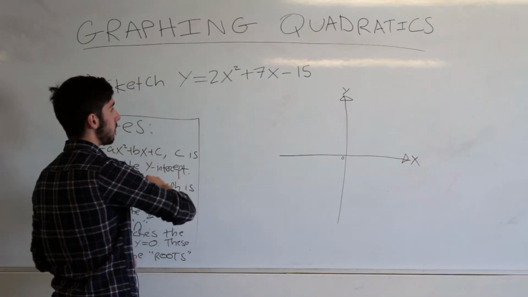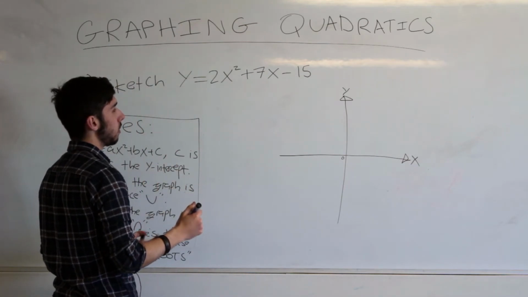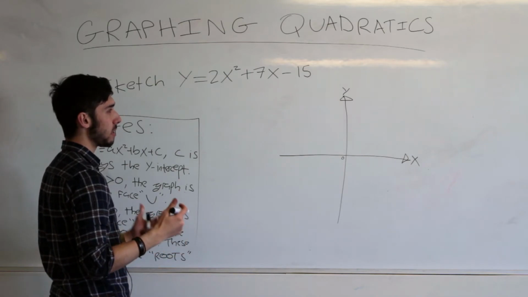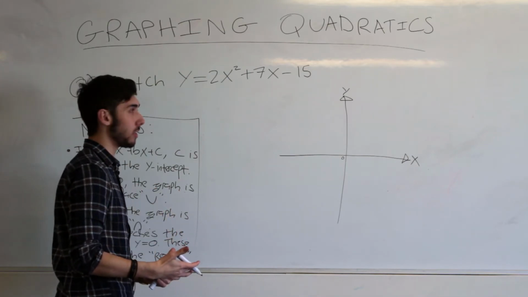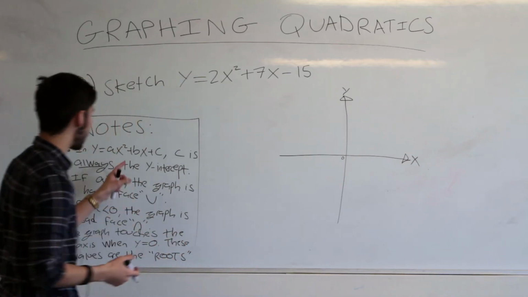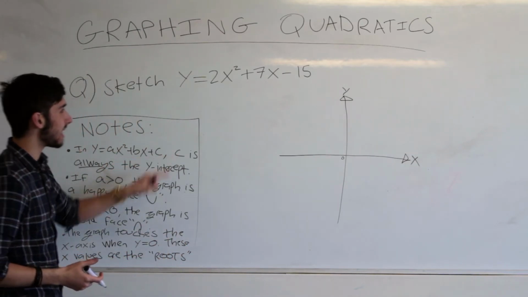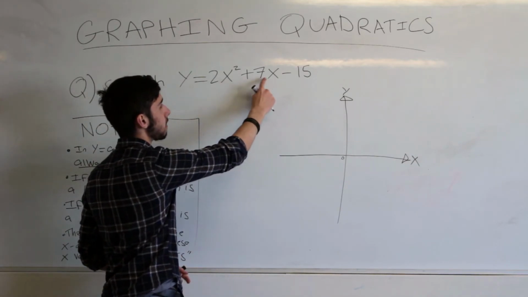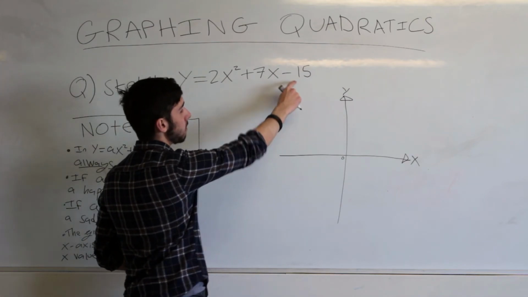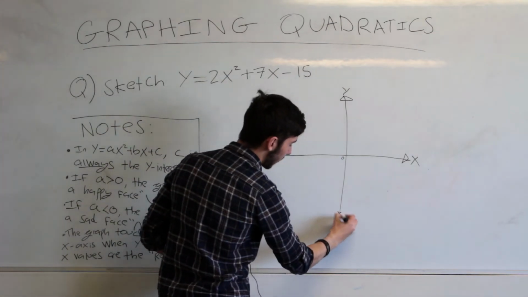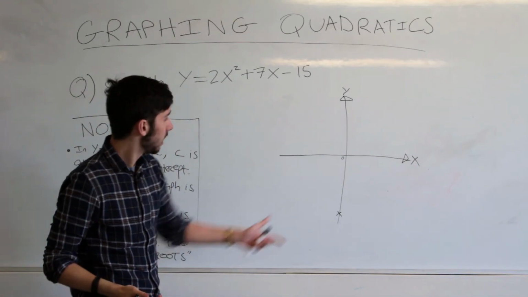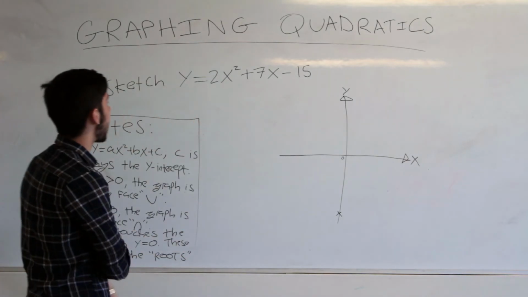So, how do we do it, guys? What's the first step? First of all, let's identify the y-intercept because that's the easiest thing to do. Remember, the y-intercept is always C. What's C? That's A, that's B, that's C. So C is minus 15. So let's say minus 15 is about there. It's going to be negative, isn't it? Because it's below 0.